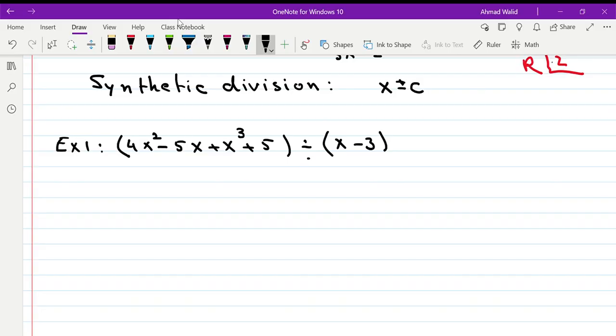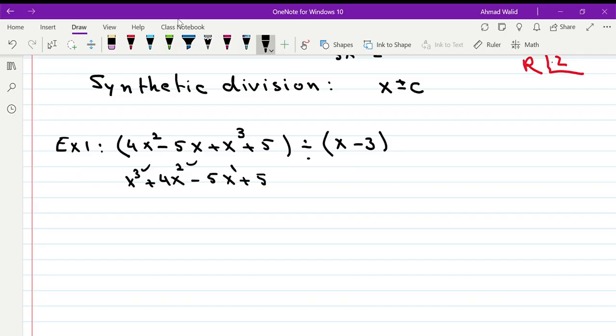Again, your first step is to order your polynomial in descending order, correct? Then I'll start with x cubed plus 4x squared minus 5x plus 5. Make sure that this polynomial is complete. 3, 2, 1, and 0, correct? It's complete.